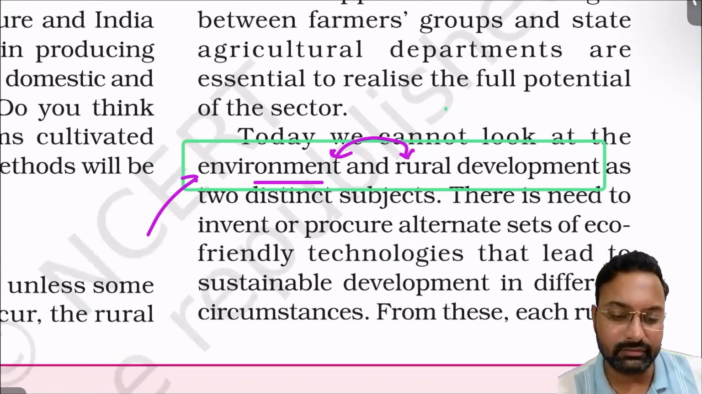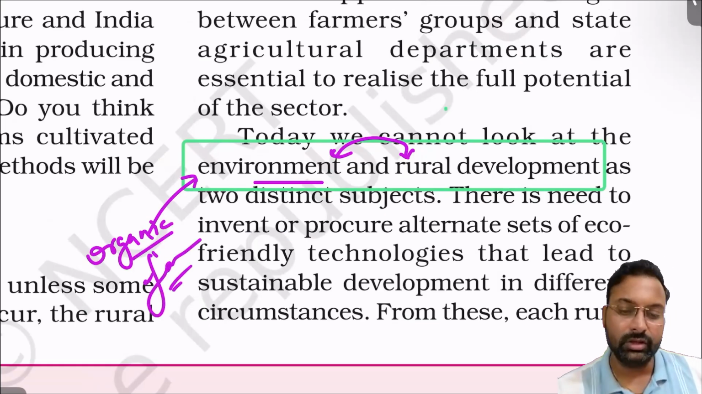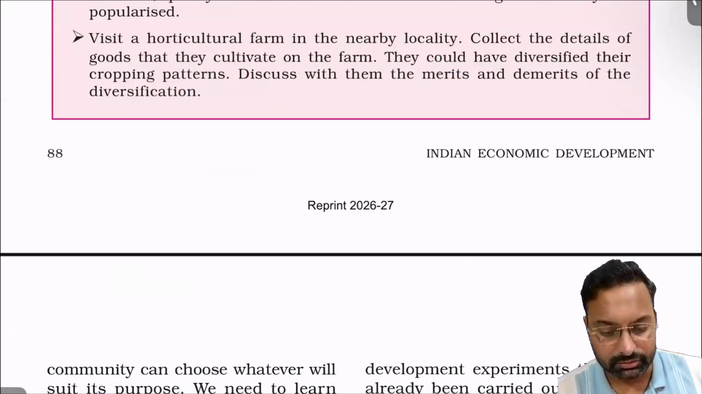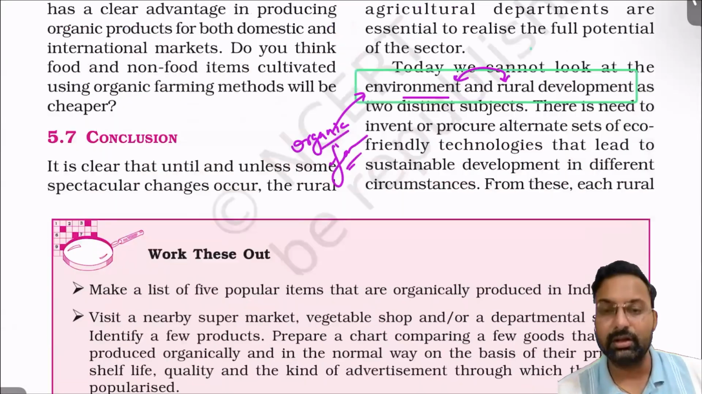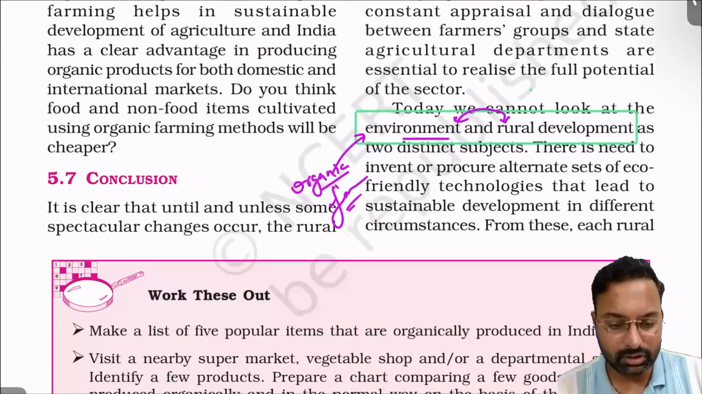In the environment sector we have seen organic farming, right? So this is the conclusion of this chapter. We have covered this chapter, rural development. I hope you like this, right? So this was all about it.